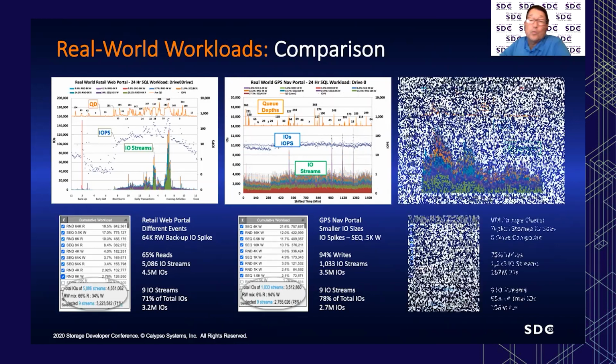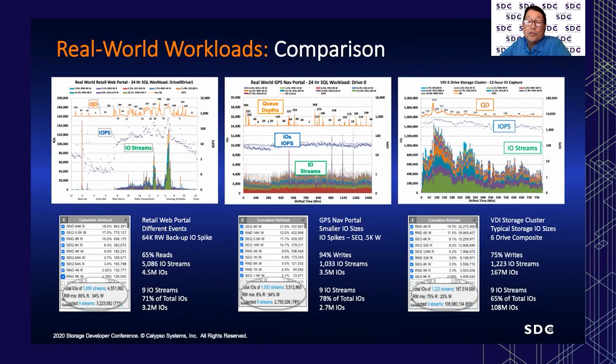And looking at the third workload, we're looking now at a VDI storage cluster, which is a composite of 6 storage drives. Here, over the total workload, we see that it's 75% writes. And when we look at the 9 most frequently occurring IO streams of the 1,223 IO streams, we can see that it's a 75% write workload, and there are 167 million IOs as compared to 3.5 or 4.5 million in the previous cases. The 9 IO streams are 65%, or 108 million of those 167 million IOs.